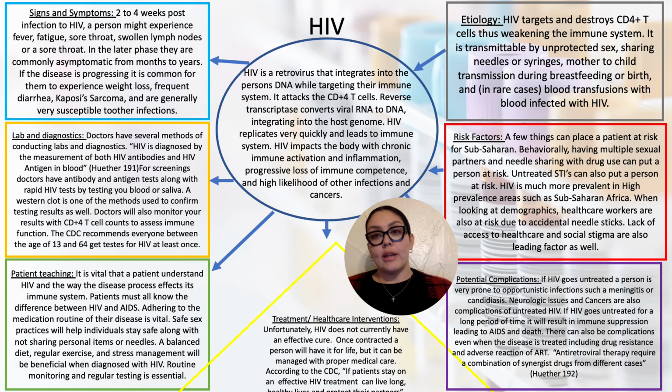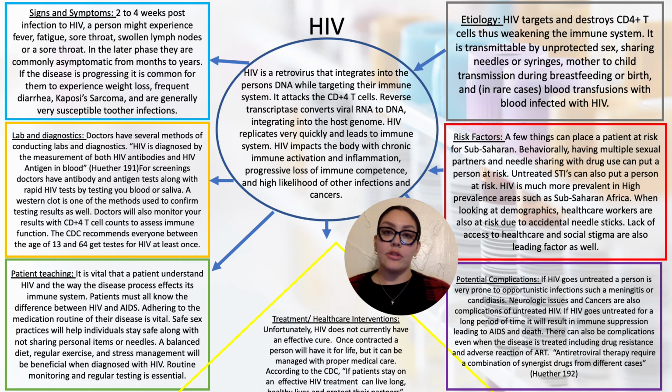Then we will have the chronic latency phase. This stage can last years. Many people are asymptomatic, but the virus continues to replicate and weaken the immune system. And the progression to AIDS is also a possibility without treatment. HIV advances to AIDS with symptoms including severe weight loss, persistent diarrhea, opportunistic infections like pneumonia or tuberculosis, certain cancers such as Kaposi sarcoma or lymphoma. Recognizing these signs early is critical for timely intervention.